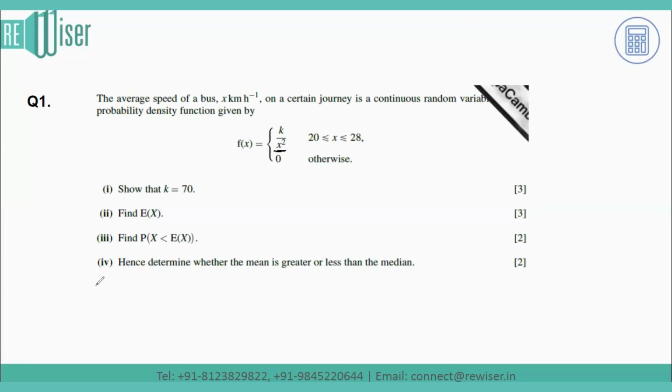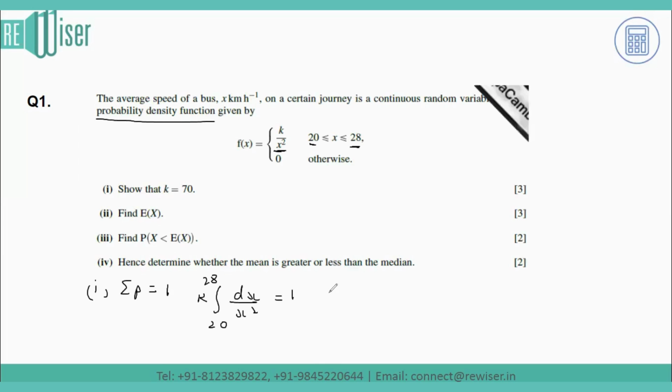To answer this, we must know that the sum of the probabilities should be equal to 1. Sum means integration. So we'll integrate the given probability density function from the limits 20 to 28, and that should be equal to 1. The lower limit is 20, the upper limit is 28. K being a constant can be kept outside the integral, and that becomes dx by x squared, which should be equal to 1.